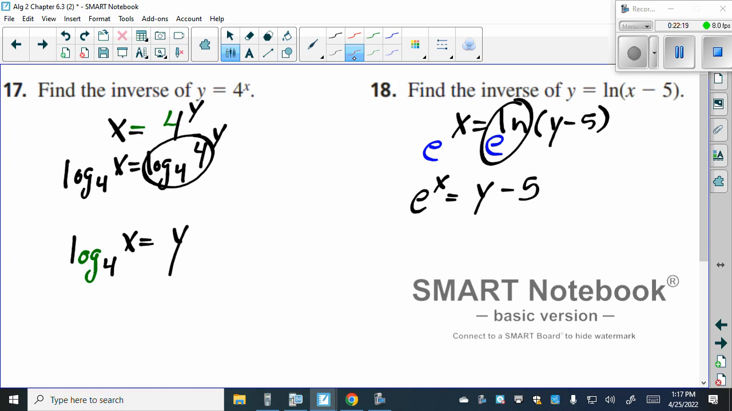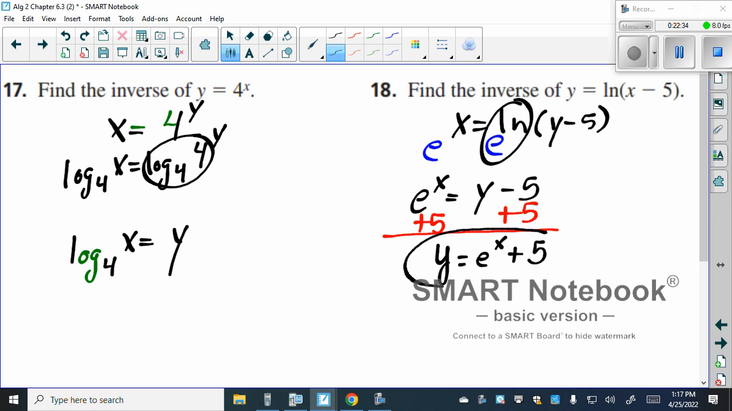Now, is y by itself? Well, no. So to get y by itself, we would have to add 5 to both sides, telling us y is equal to e to the x plus 5, and that's it.